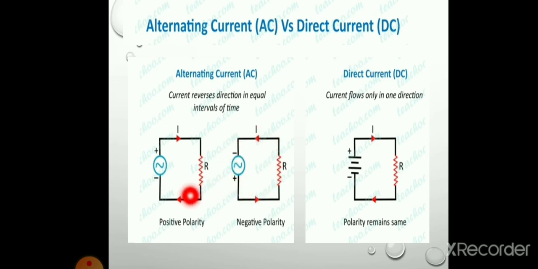So positive and negative polarity. Direct current is denoted by DC, where it has a single flow. So current flows only in one direction. In case of direct current, polarity remains the same.